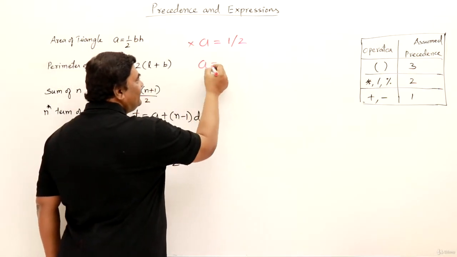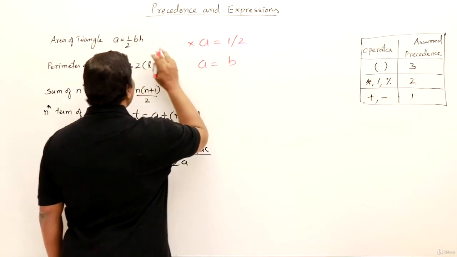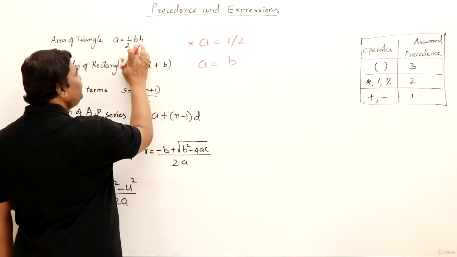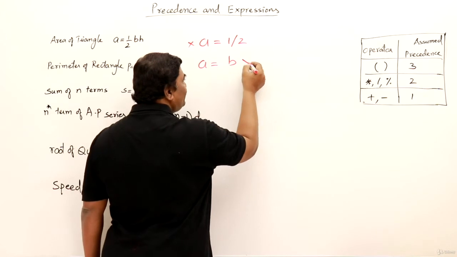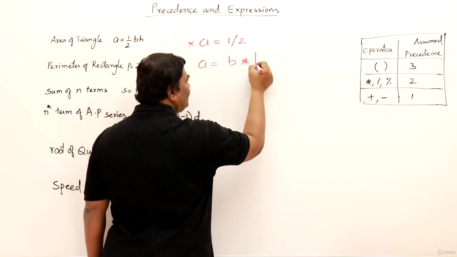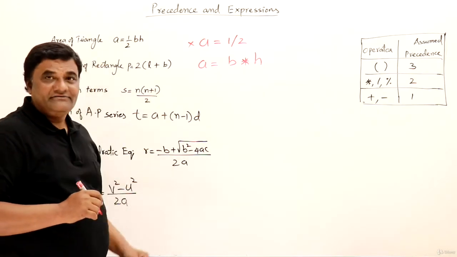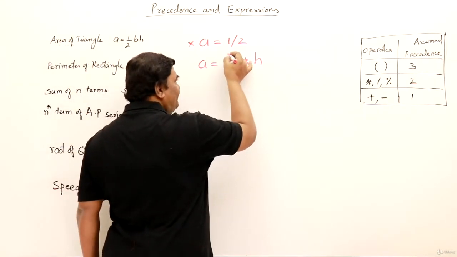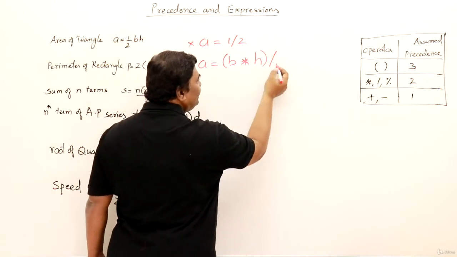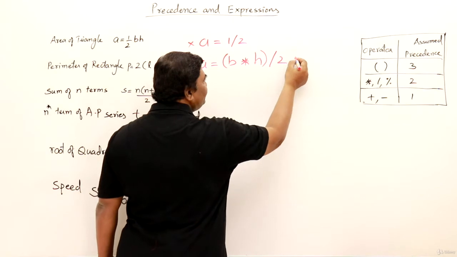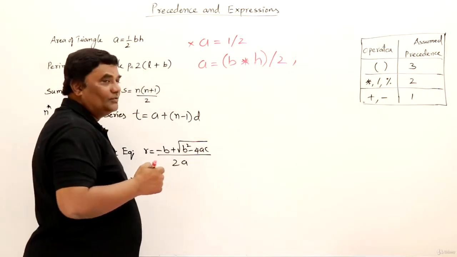Then next, first write base into height. So base into height, where is into? In mathematics we understand that if nothing is there in between, multiplication is there. But in a C++ program you cannot leave it like that. So you have to write down into, that is multiplication. Base into height is written first. Then, if you want, you can enclose this in bracket, otherwise no need, because after that division will be done. So this is the perfect formula: base into height, whole thing divided by 2.